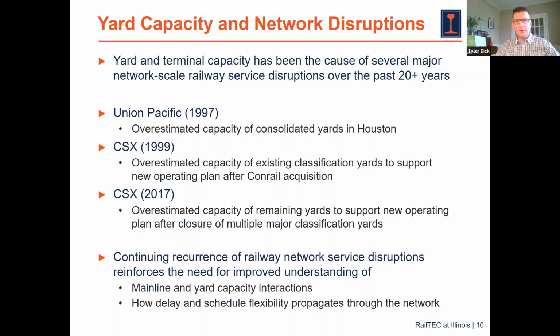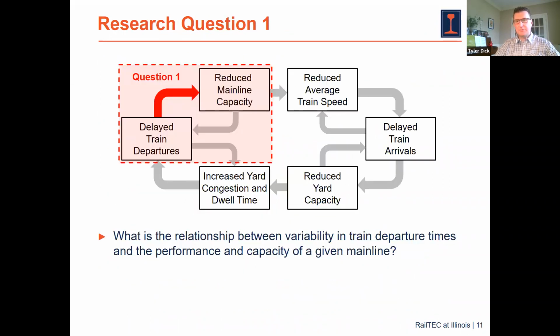So we'll move on and look at how these research questions map to different components of this network efficiency cycle. The first one we're going to look at is this idea of how delayed train departures, or this concept of schedule flexibility in terms of our train departures, affect our mainline performance and capacity. So how does our mainline performance and capacity relate to our variability in train departure times?